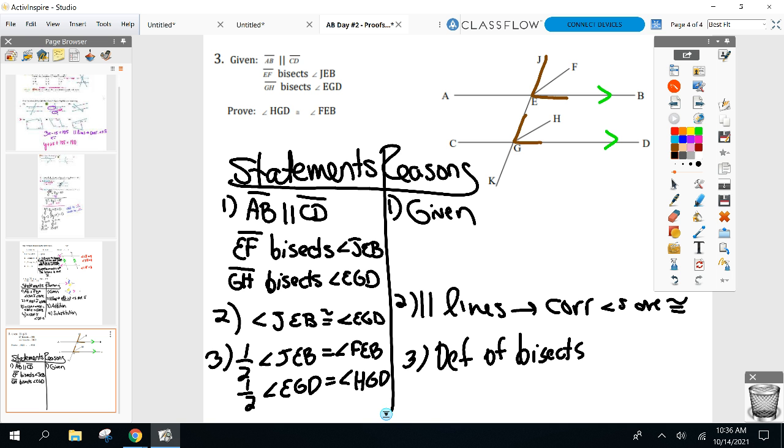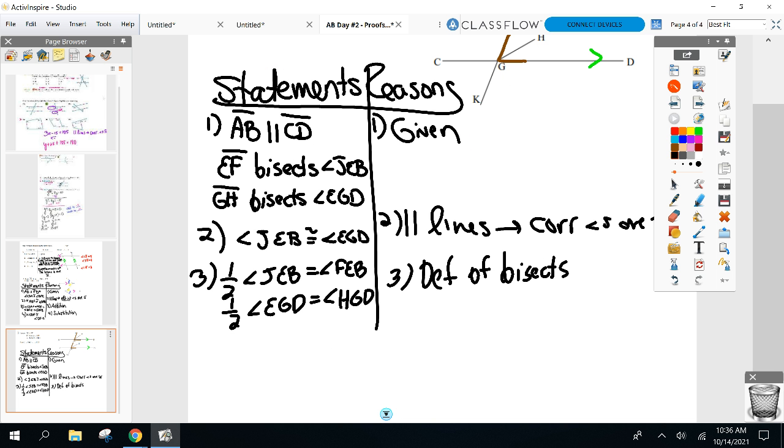What I'm taking half of, are they equal? The angles we're going to take half of, are they equal? Yes, corresponding. Am I showing you I'm taking half of them? Definition of bisects. We're done. That's enough. Now you could say FEB and HGD, the halves, are actually equal to each other.